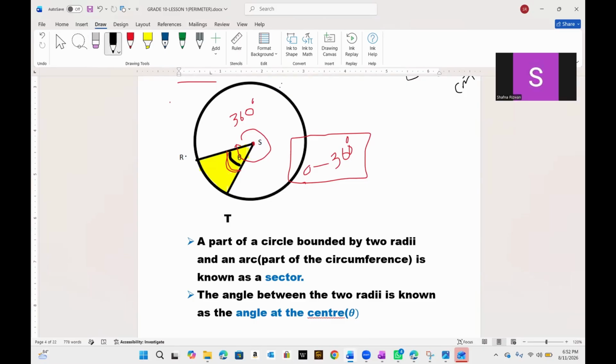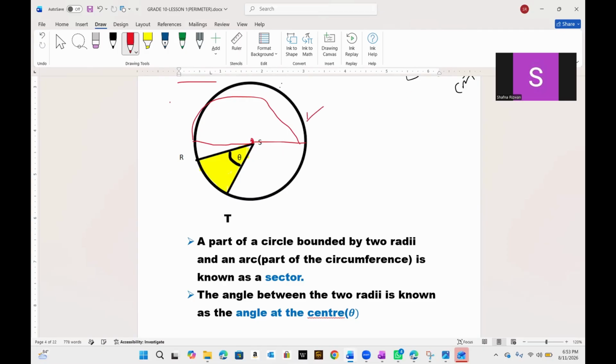Okay, now see here. If you take sectors, we have some special sectors. Here we only saw a small part, like a pizza part. But if you take this circle and get half of the circle, like this, you call it a semicircle. Half of the circle is known as a semicircle. So that is also one type of sector.